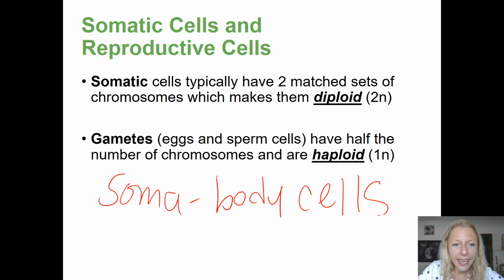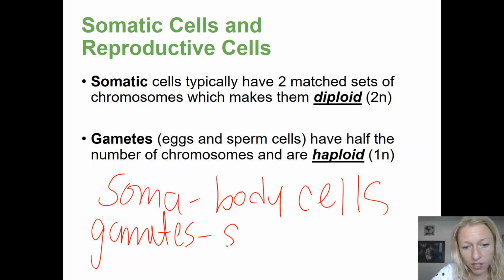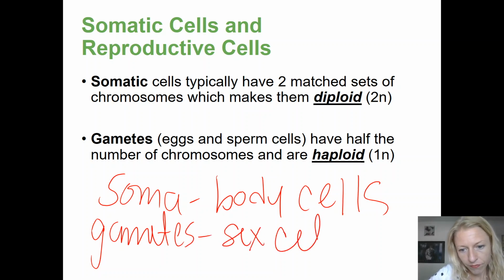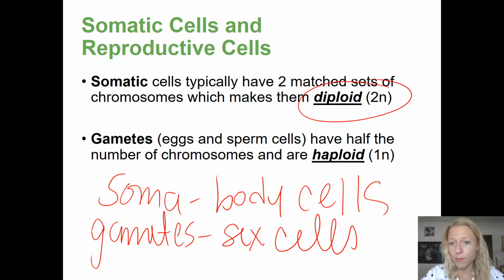Okay, and gametes are sex cells. Okay, so somatic cells typically have two matched sets of chromosomes, which makes them diploid or 2N. These are important terms to remember, especially when it comes time to compare mitosis and meiosis.